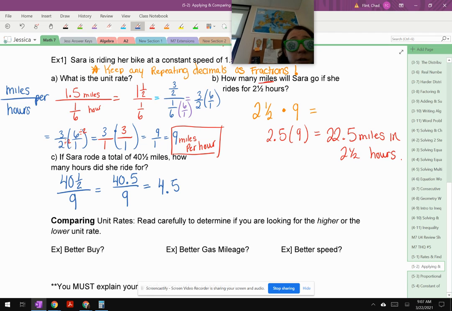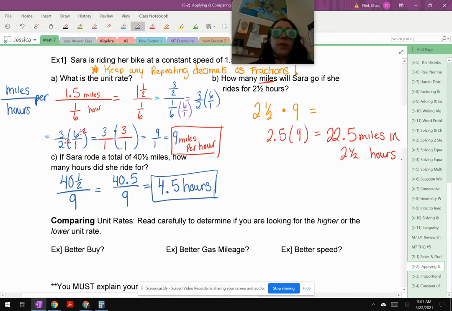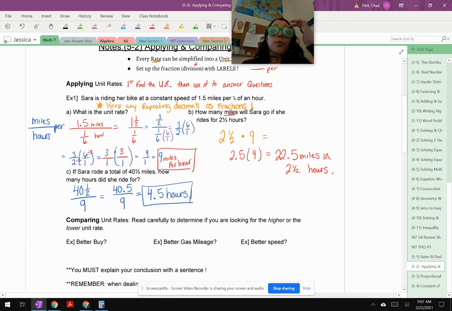So anyways, how many hours did she ride for? 4.5 hours is how many hours she rode for. So that's an example of using and applying that unit rate. We found it and then we used it to answer other questions.